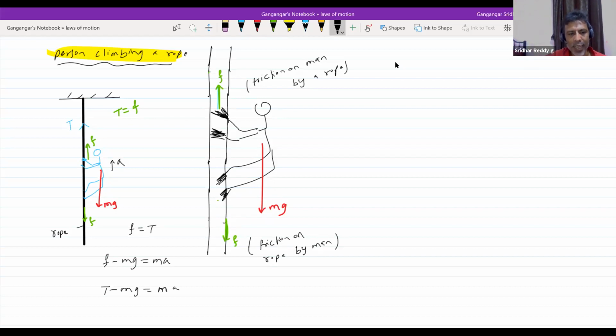In books, they directly write this T minus mg equal to ma, and 99% of students just say that if tension is greater than weight, then you'll move up. How the tension is set up is what you're supposed to think about, no?